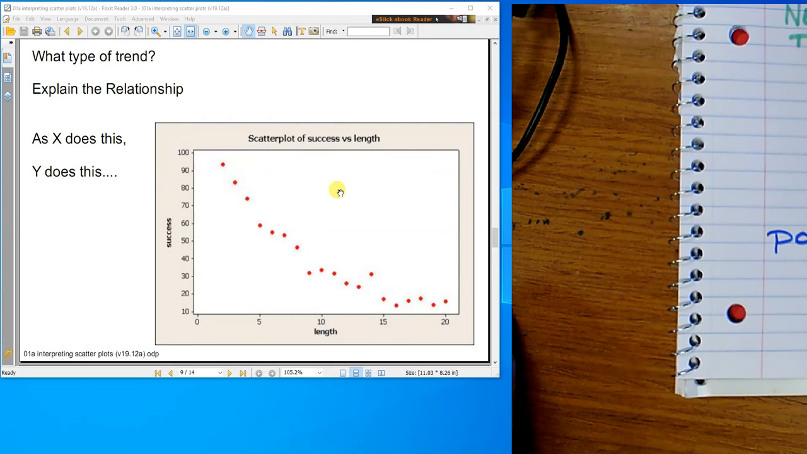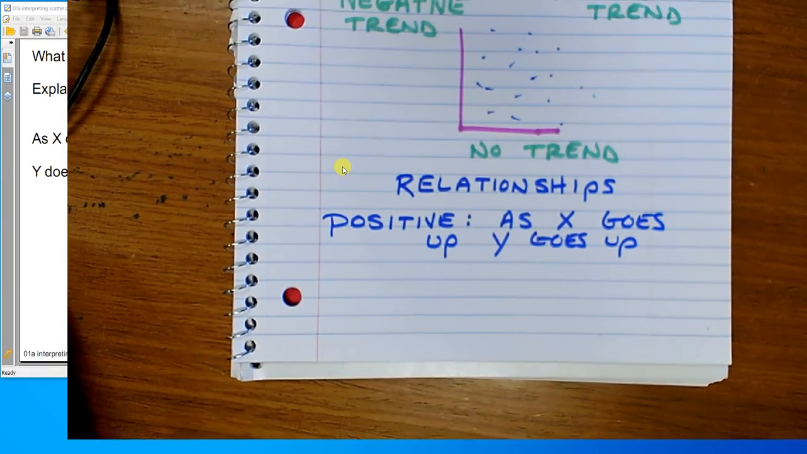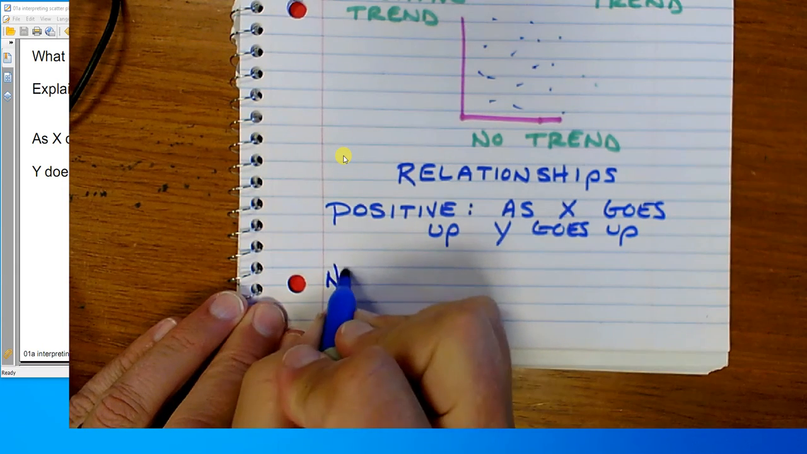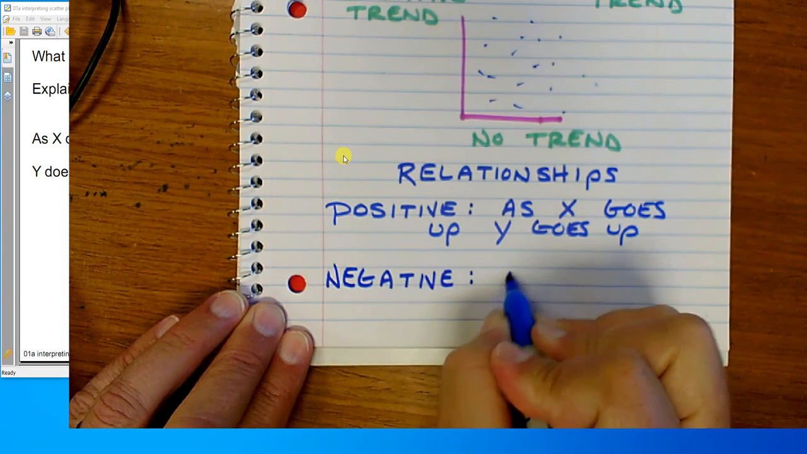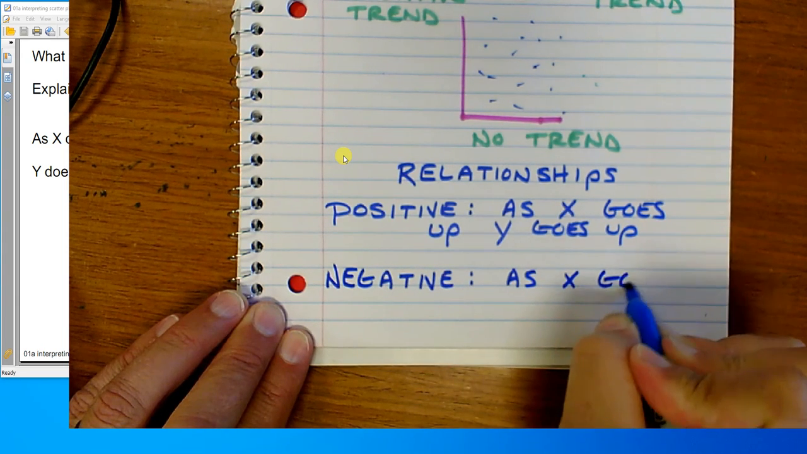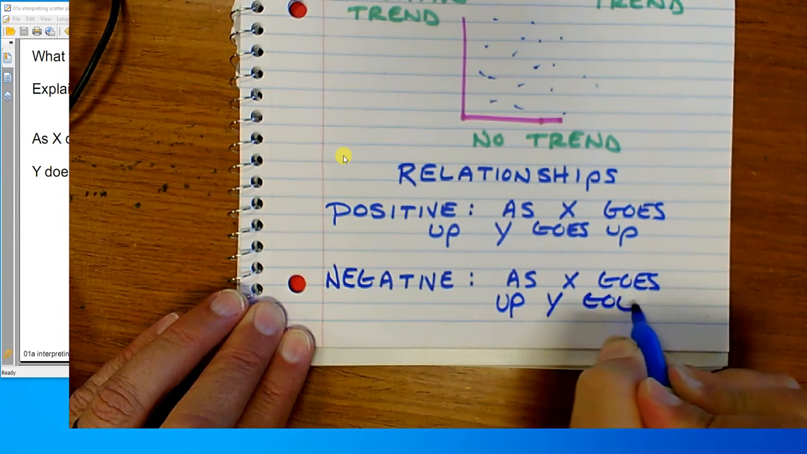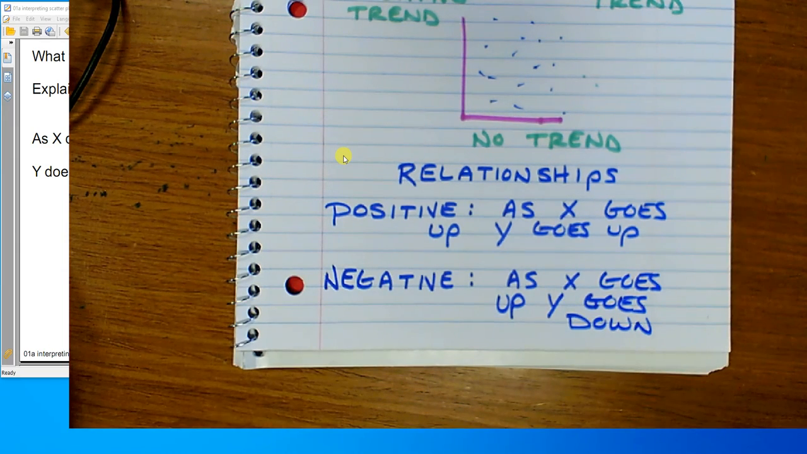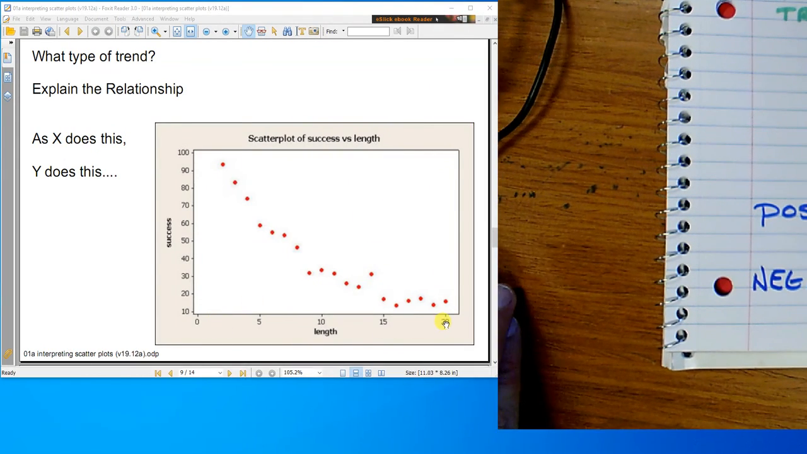Oh, look at this one. Is this a positive or negative? This is a negative trend. Well, let's write the relationship. Negative: as X goes up, Y goes down. As X goes up, Y goes down. As length goes up, success goes down.